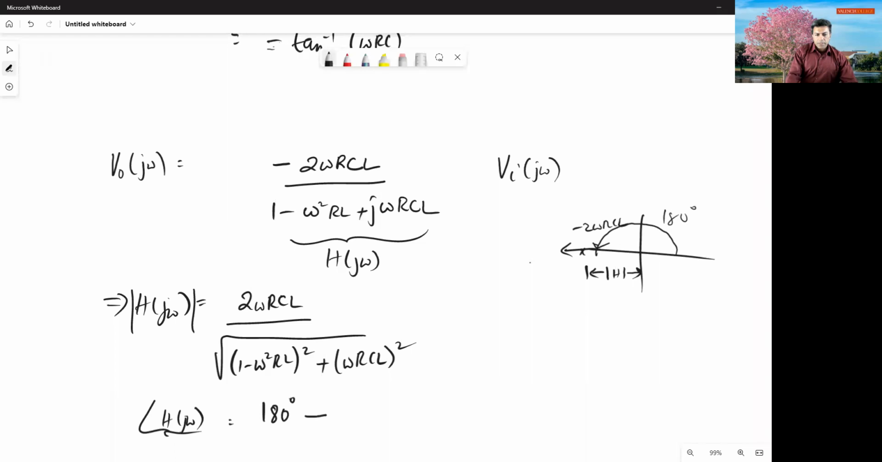And then the phase of the denominator will simply be, again, tangent inverse of B, which is omega RCL, over A, which is 1 minus omega square RL. So that will be the phase of the transfer function. And again, you can plot it for different values of omega. It's going to start with 180 degrees. And when omega becomes too large, of course, the tangent inverse of a large number is going to be 90 degrees. So it's going to go from 180 degrees to 90 degrees when omega becomes very large.